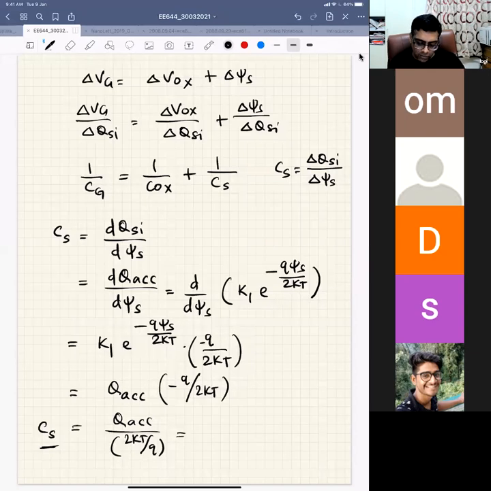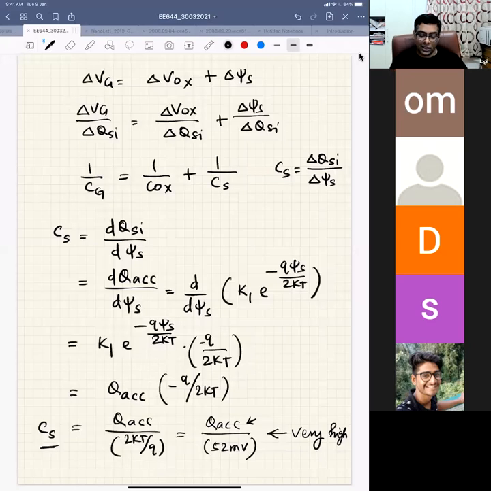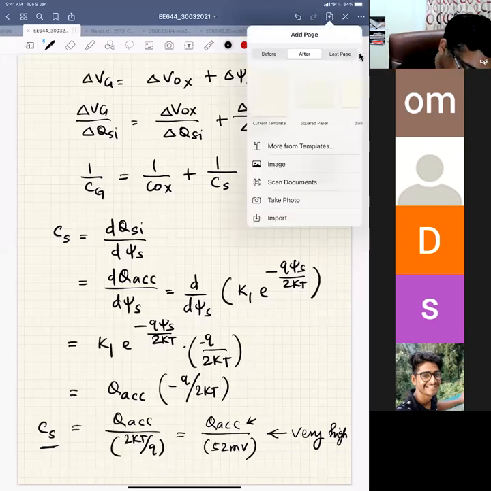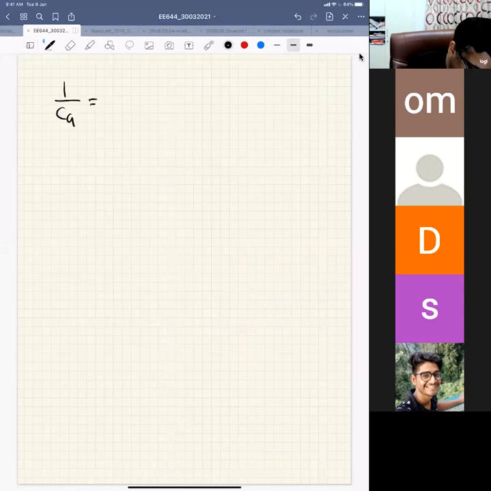And 2kT by q at room temperature will be around 50 or 52 millivolt, right? And Q accumulation is a good enough number, so it is very high. So my point is, Q accumulation by 52 millivolt is a very high number. Now if I write 1 by Cg equal to 1 by Cox plus 1 by Cs, Cs is very high.